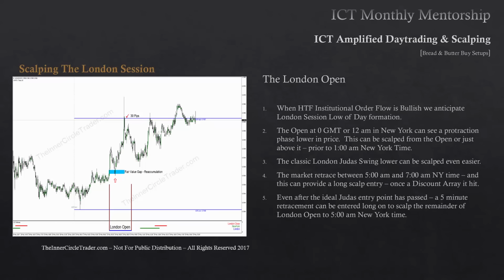Okay, this is an example of a London session scalp. You can see the price trades back down for a fair value gap for a reaccumulation, fills in the gap in the London Open, trades up, ADR is hit in London Open, and it's a 30 pip scalp. It goes a little bit more than that, obviously, but that's all you would be looking for as a scalp, and it's over, done.